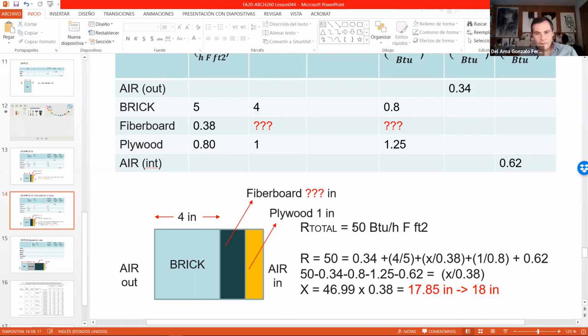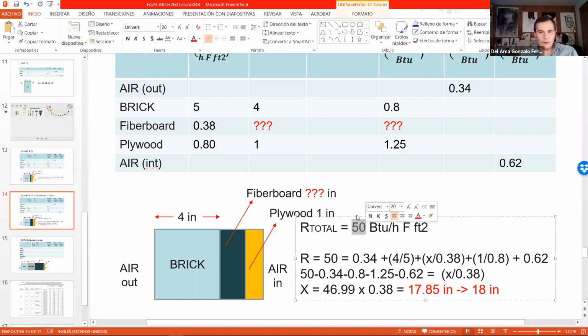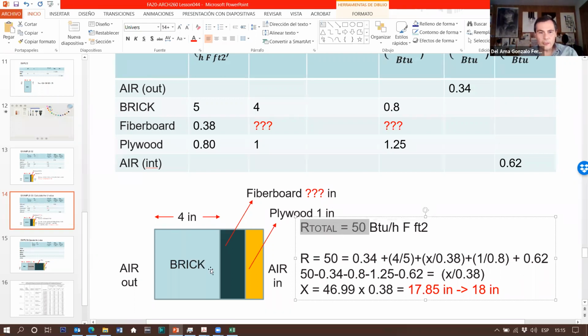And why 50? Well, you have to internalize this number. When we're talking about the walls and roofs in zero energy buildings or in high performance energy buildings, the R value 50 is something that we have to internalize, so we don't have to think about it. It has to be 50. And where does it come from?